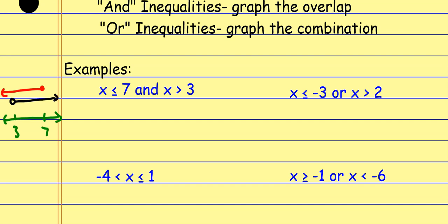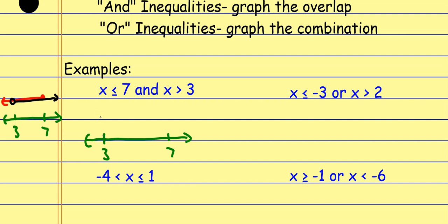If I selected one of those and moved it on top of the other, where do they touch? In other words, where do they overlap? Where do I see both lines? I see both lines between 3 and 7. So when I graph this "and" inequality, I only graph where they overlap, where those two things would touch if I put them on top of each other. Basically, my graph is going to look like this. I've got the 3 down here, the 7 up here.